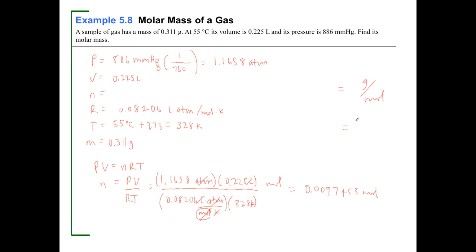So the grams is 0.311 grams divided by 0.0097453 moles, which is going to give us grams per mole, right? So let's take 0.311 and divide it by that. This gives us 31.913 grams per mole. That is the molar mass, or script M as he's using, okay? And there's our answer, 31.913.